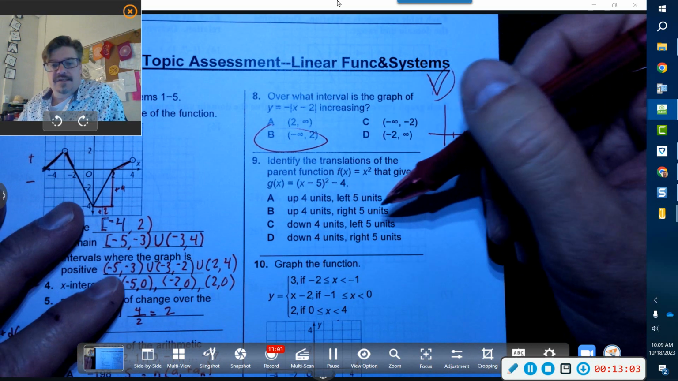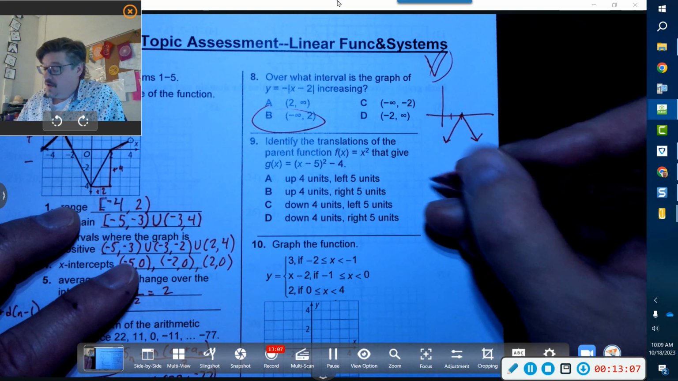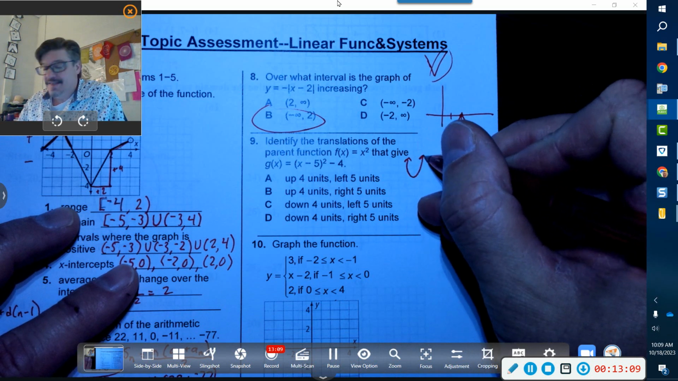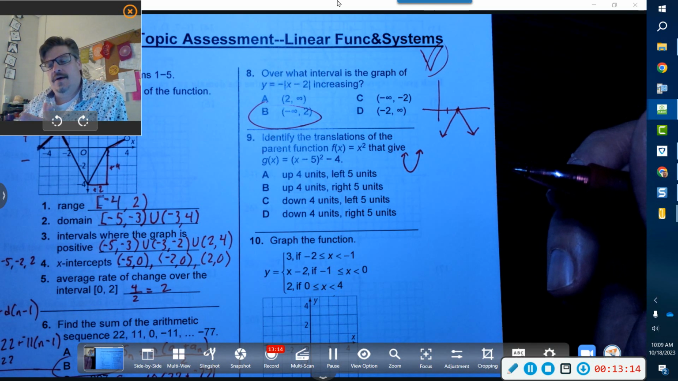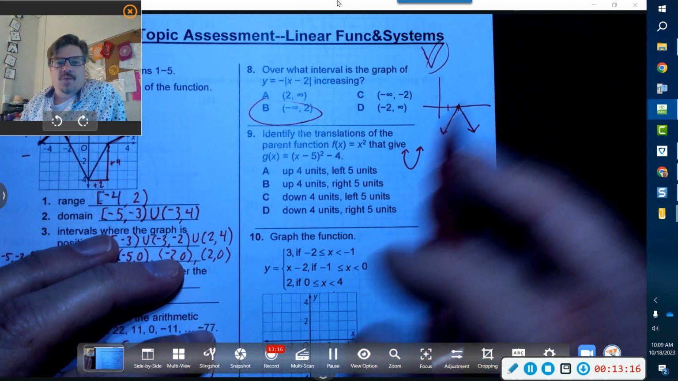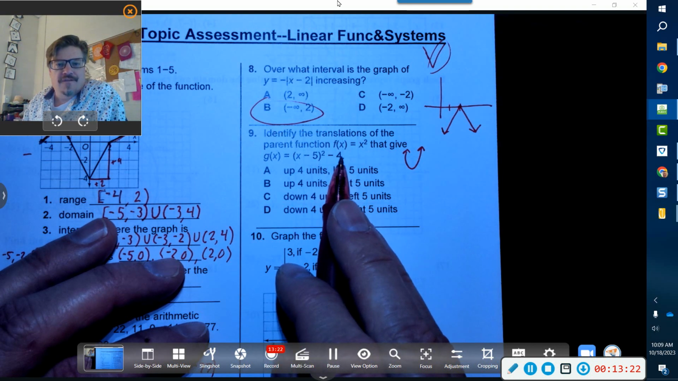All right, and then we'll do this last one for this video. Identify the translations of the U shape. You guys did assignments on this. This is the shifting of the vertical. You also did a maze. What is this doing? This is moving to the right 5, and then it's going down 4.